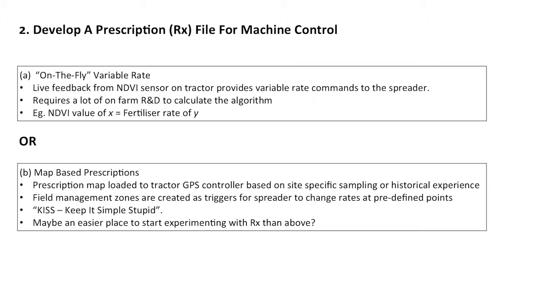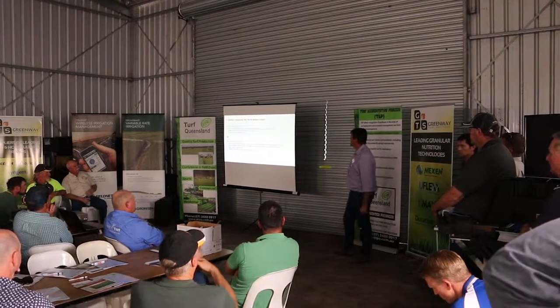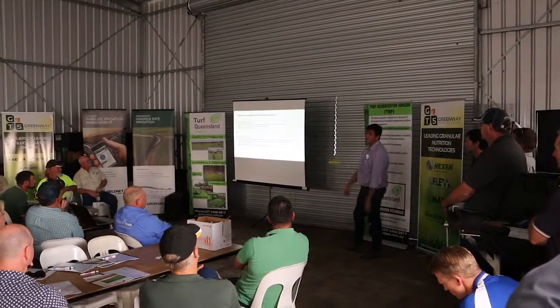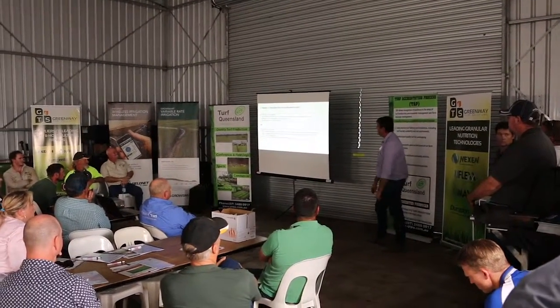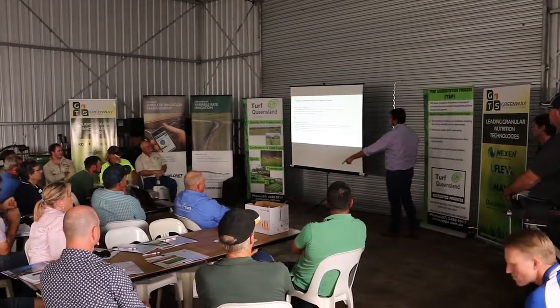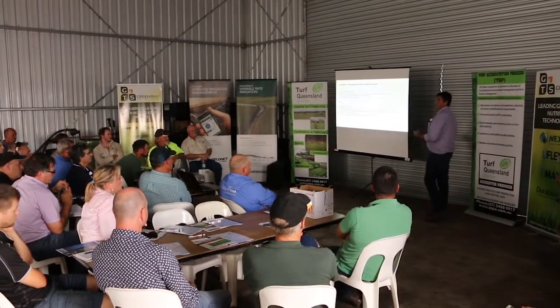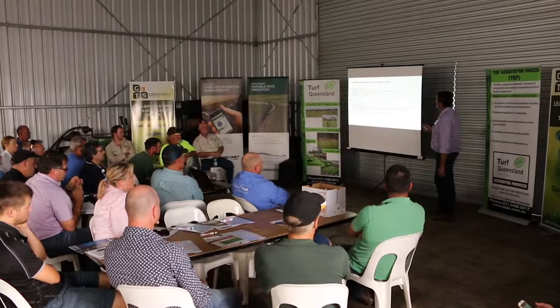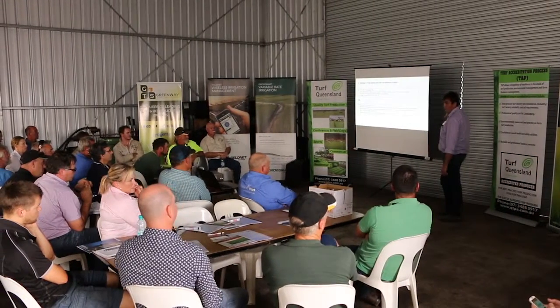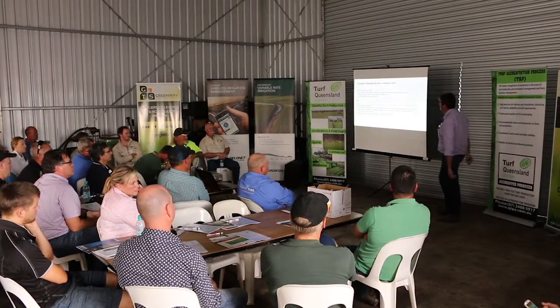And then it's on to an RX file for machine control. So I'm pretty sure you're going to talk about the top one, on the fly. For this industry, that's probably where you want to eventually get to: getting feedback from an NDVI sensor mounted on the tractor. It's saying that patch is slightly more yellow. History tells me that more yellow is due to nutrition, not any other factors. And I want to instantly provide feedback to the spreader to put on more of that fertiliser.